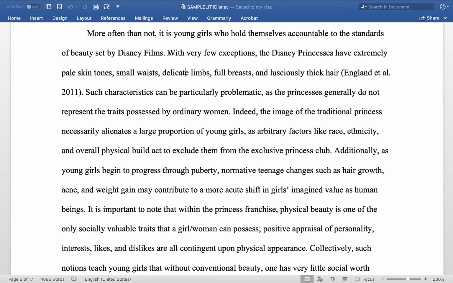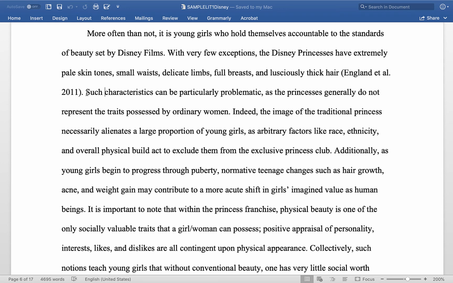Then this student, well, I've already said she, so whatever, she uses, I was trying to keep it neutral, but I didn't. So then she uses the research to back up her point, right? So young girls hold themselves accountable to standards of beauty set by Disney films. So then she talks about, well, what are those? What does the research say those are? That they have pale skin tone, small waist, delicate limbs, full breasts, and lusciously thick hair, right?